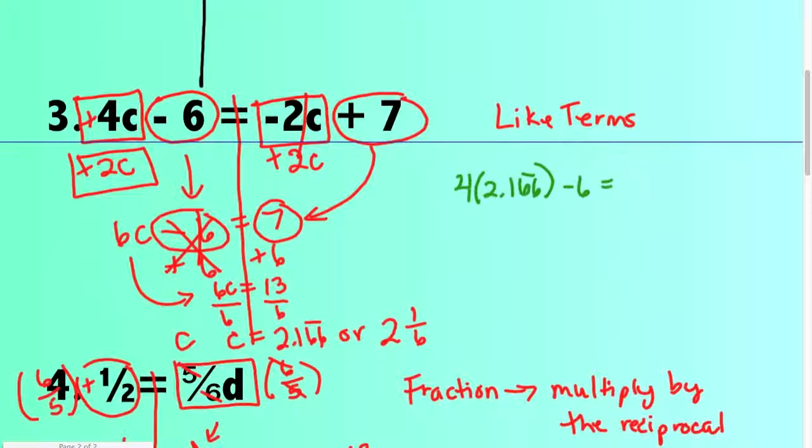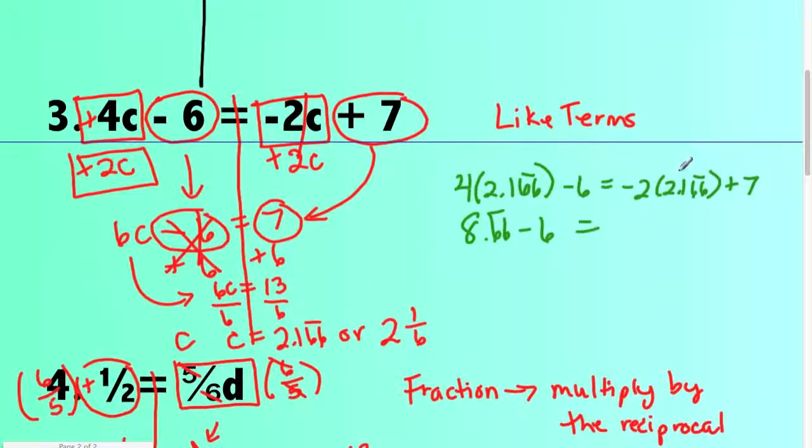minus 6 equals negative 2 times 2.166 repeating plus 7. So 4 times 2.166 repeating is 8.66 repeating, minus your 6 equals 2.66 repeating, or negative 2 times, on this side, negative 2 times 2.166 repeating.